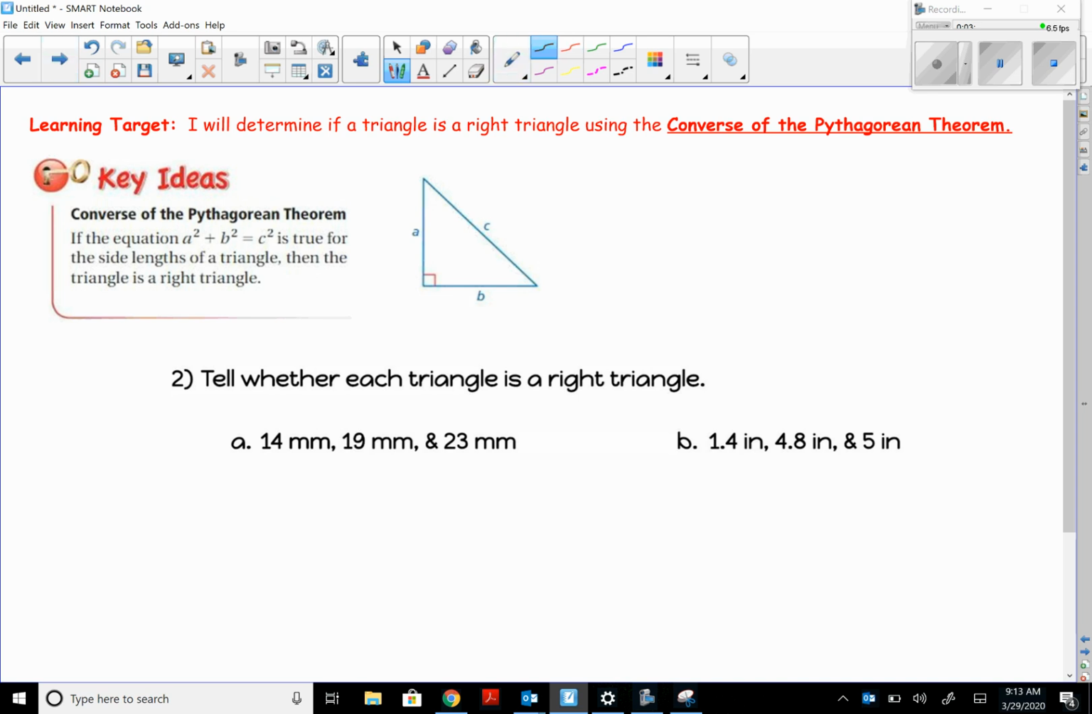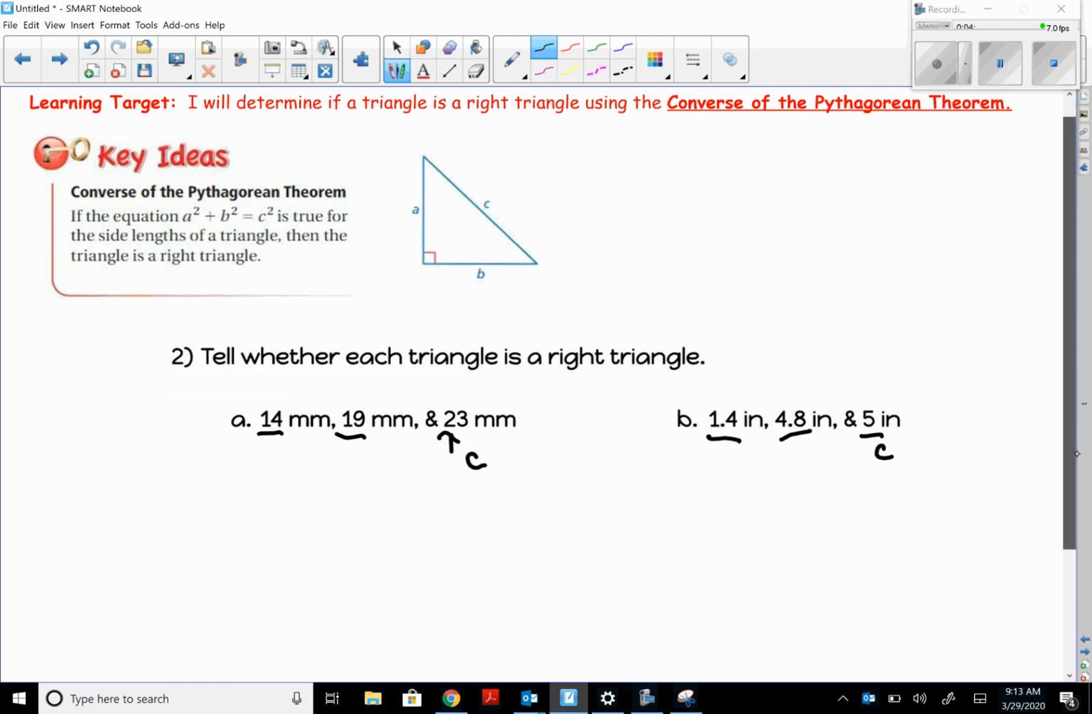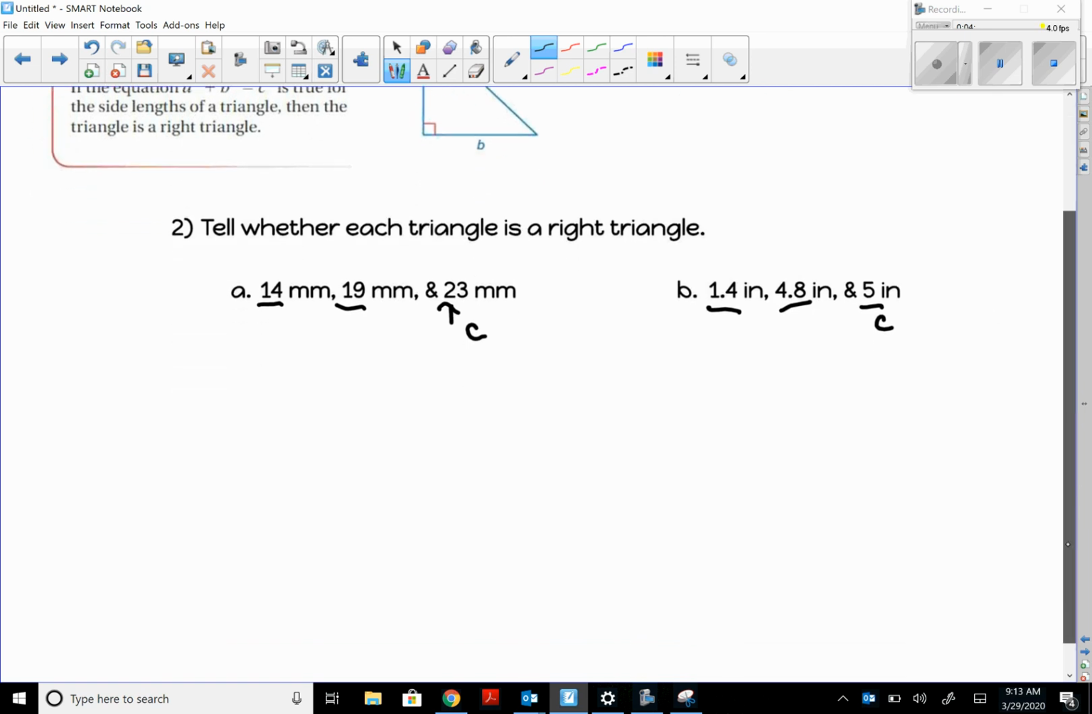And some of you may be wondering, how do you know which ones are A and B, and how do you know which one is C? So if it is a right triangle, the legs are going to be the shorter side lengths. So that'd be the 14 and the 19. And this would be C. So if you look at this second one, the 1.4 and the 4.8 would be the legs, and the 5 would be the C, if it is a right triangle. So let's determine whether or not it is.